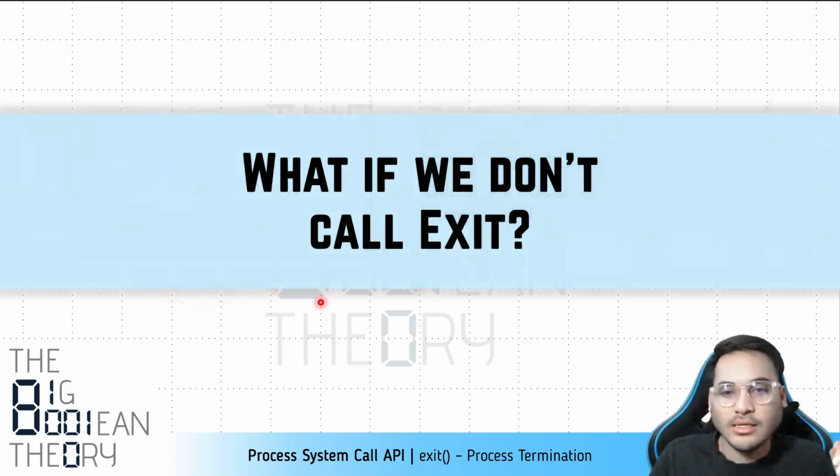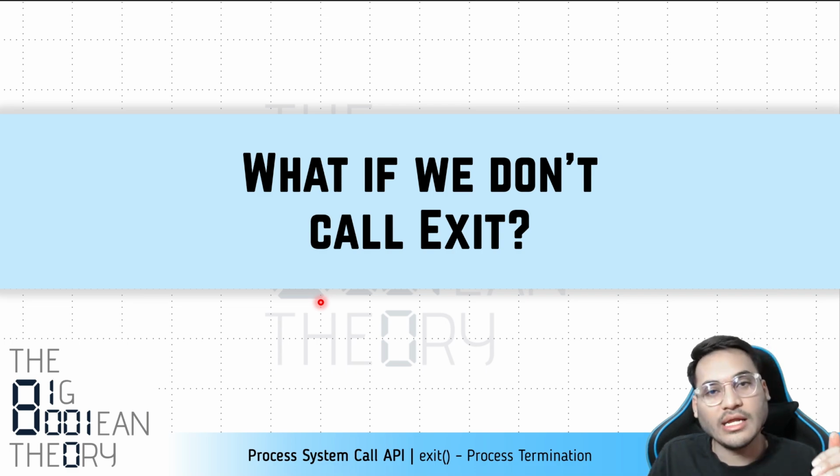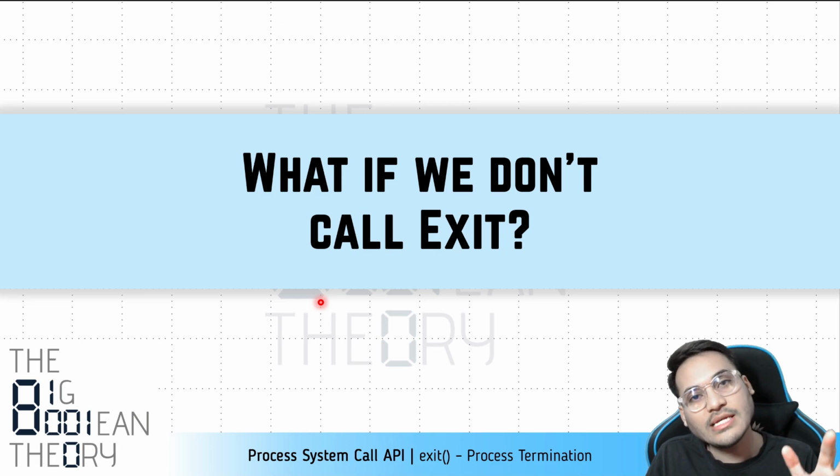The final thing that I want to talk about is: what if you don't call exit, right? When we write code, especially in the C language, it's not the case that every time we call the exit system call for our process to terminate. So how is the code getting terminated even if we don't call the exit system call every time? The answer is in the C runtime, right?